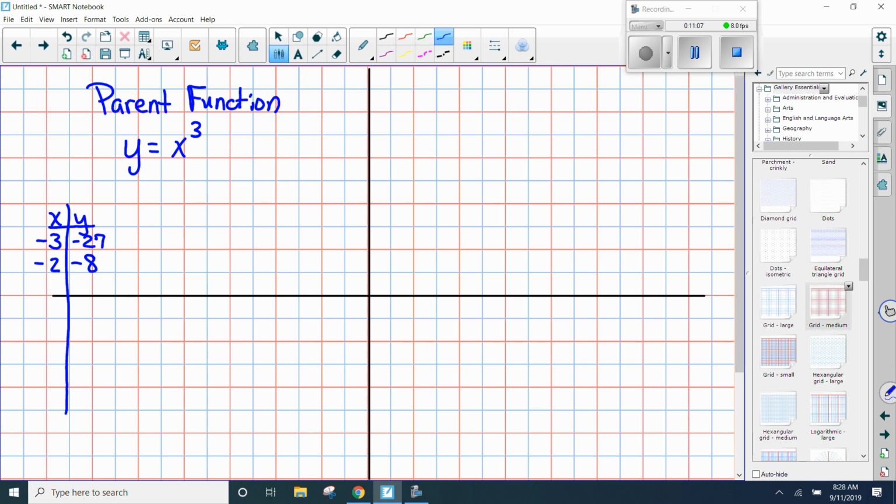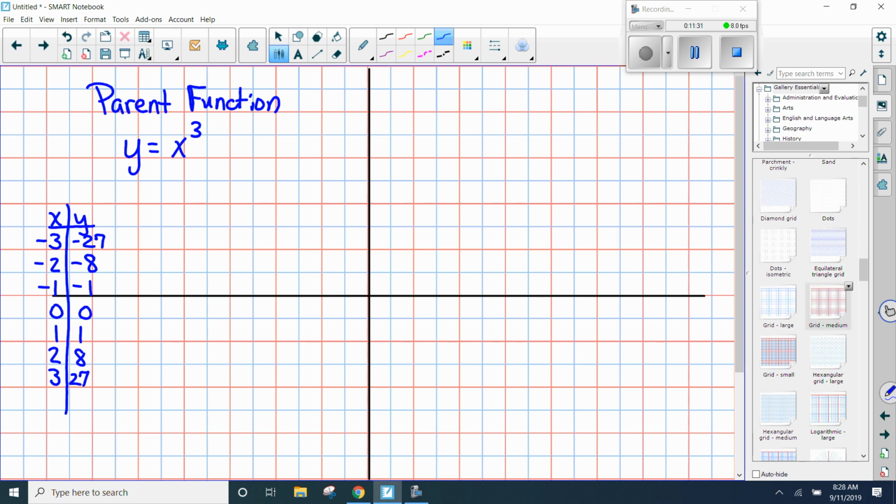-8. If you put in -1, -1 cubed is -1. 0 cubed is 0. 1 cubed is 1. 2 cubed is 8. 3 cubed is 27. Now, I'm not going to be able to graph this on here very well because I'm not going to be able to go down to 27. But at 3, I get 27.